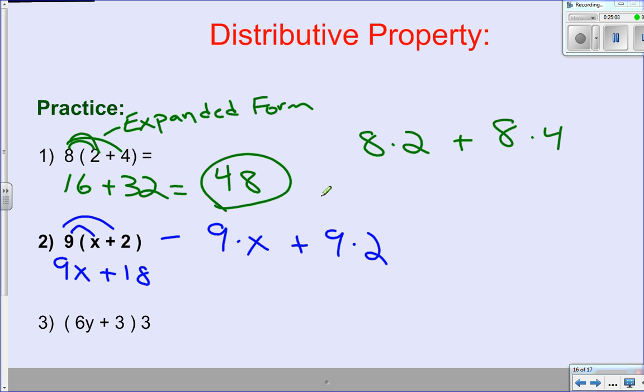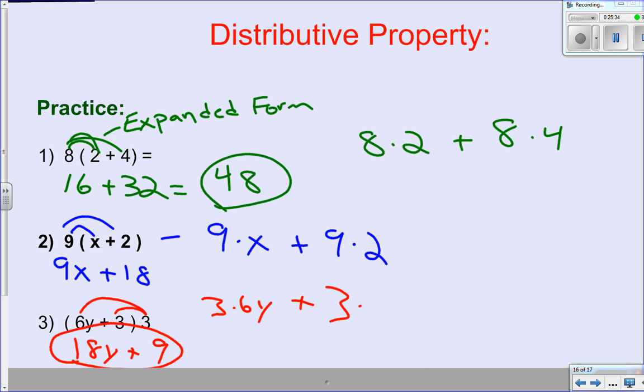And finally, don't be fooled that the 3 is on the other side of the parenthesis. You still need to distribute it to both things inside. 3 times 6 is 18y, plus 3 times 3 is 9. And I guess I should have covered it before, but this right here is the final answer. We cannot mix the y's and non-y's. If I were to write this in expanded form, I would do 3 times 6y plus 3 times 3. That's expanded form.